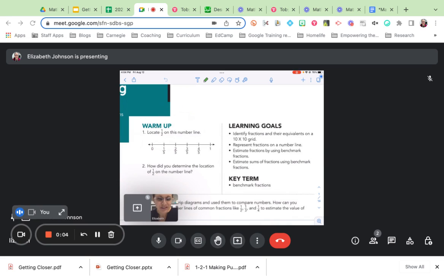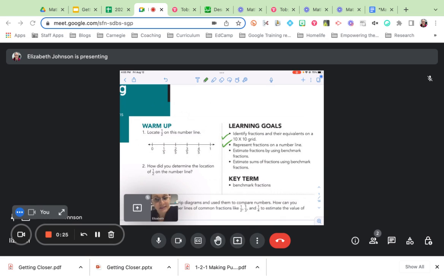Before you get started on the warm-up, I just want to spend a little bit of time talking about our learning goals for today. First, we want to identify fractions and their equivalent values on a 10 by 10 grid. Next, we want to represent fractions on a number line. In fact, you're going to be doing that right away in the warm-up.